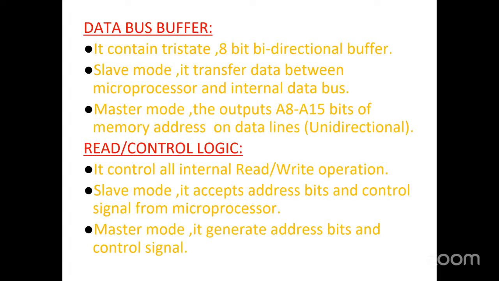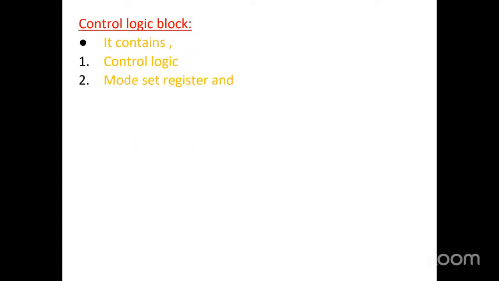In master mode, it generates the address bits. But in the slave mode, the control bits come from the microprocessor. In master mode, it can generate the control signals. And the second block is the control logic block. It contains control logic pins, mode set registers, and status register.